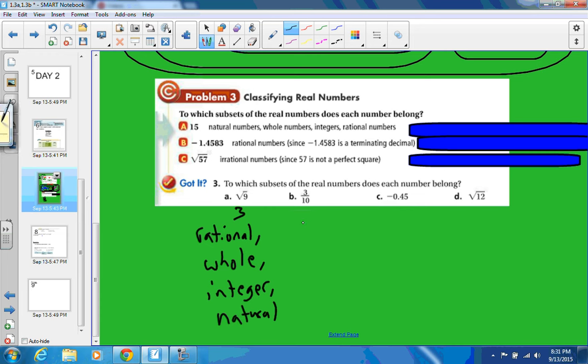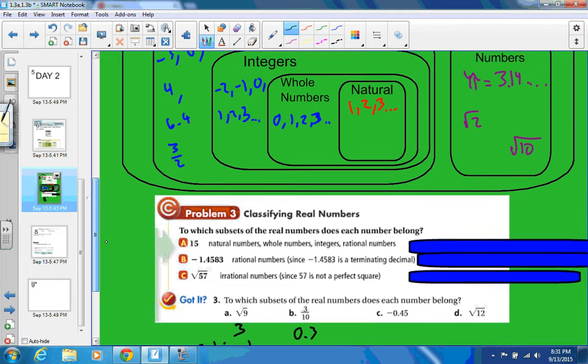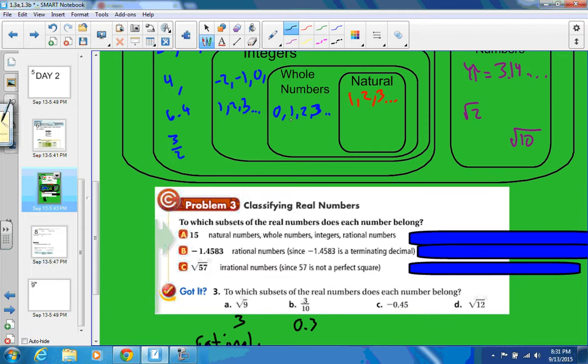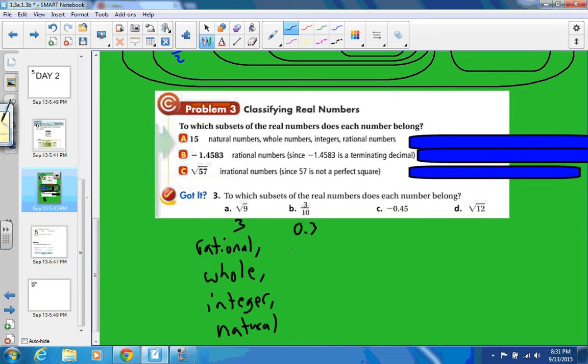Okay, if we're putting this into a decimal, it'd be 0.3 for B, or 3/10. Now, is a decimal a natural number? Nope, those are just counting numbers. Same with whole, same with integers. But it's a decimal, but it terminates, so it would be rational and not irrational. So it fits into the rational number category. And we know these are all real numbers, so you don't have to say that. Negative 0.45. It's another decimal, but it doesn't go on forever. So that one is also a rational number.